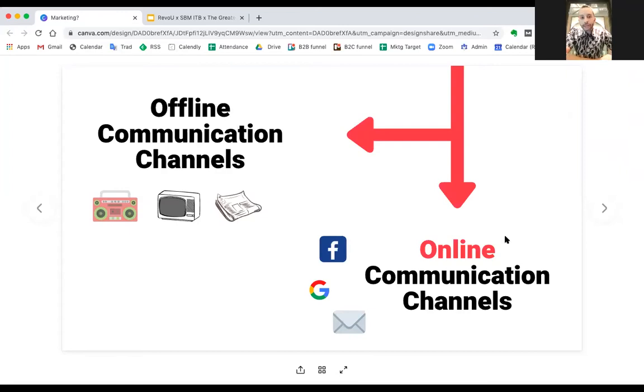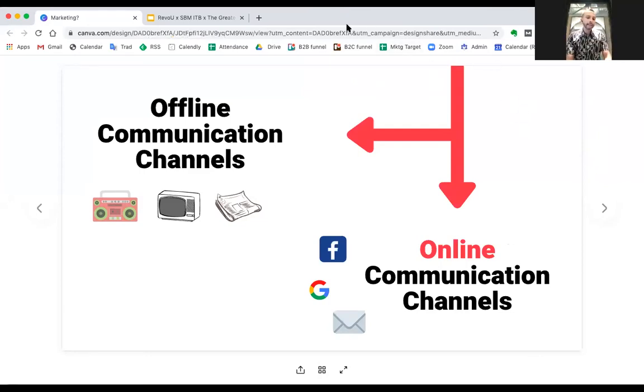So those are the main communication channels that exist, the offline one and the online one. And what I want to explain right now is some of the key differences between offline marketing and online marketing. As you could predict, with offline marketing channels such as TV and radio, it's very difficult to get feedback. The interaction is very minimal.